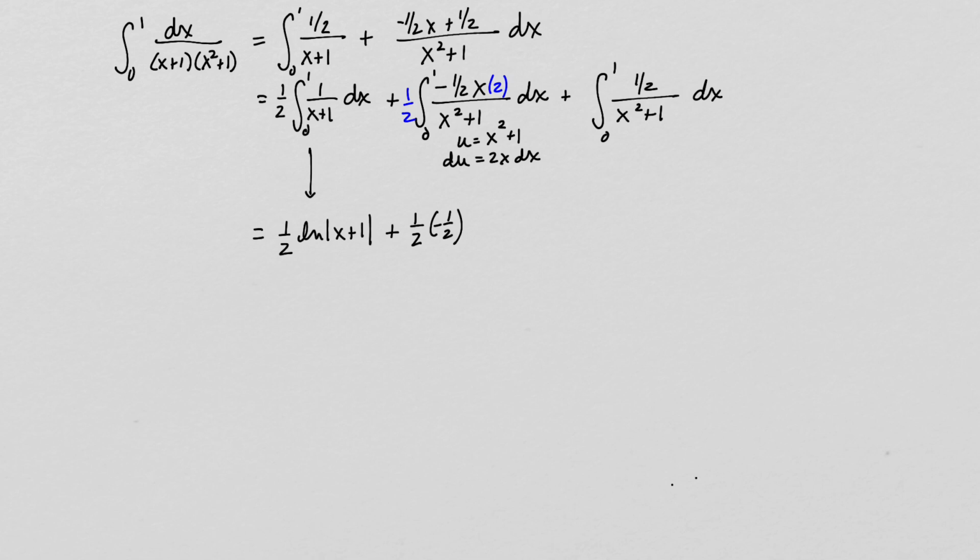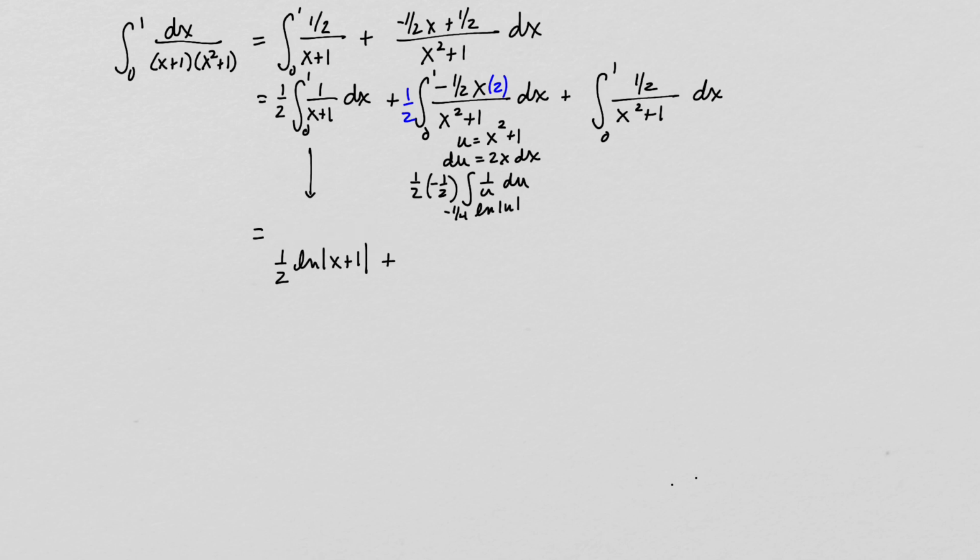So we have that blue 1/2, then that minus 1/2 comes out in front, and we're left with the integral of 1 over u du. The integral of 1 over u du gives me minus 1/4 natural log absolute value of u. So let me pull this down a little bit further. Rather than a plus, we're going to have a minus: minus 1/4 the natural log of the absolute value of x squared plus 1.